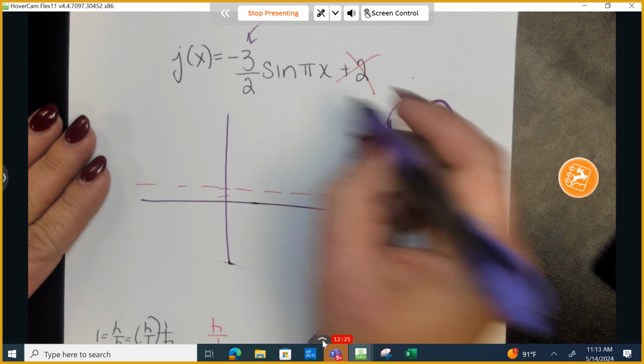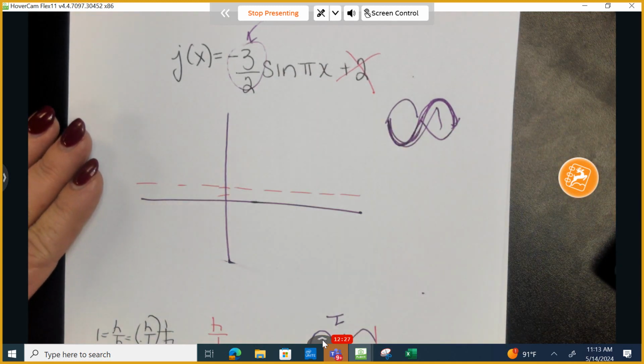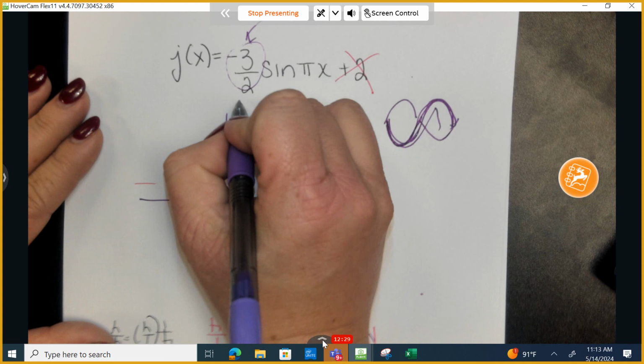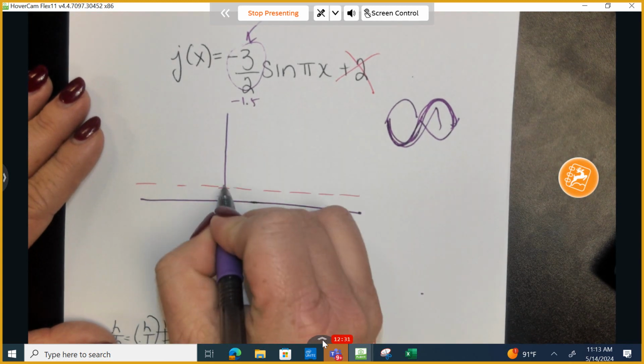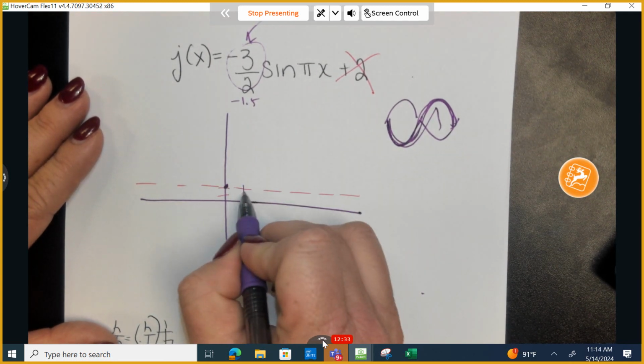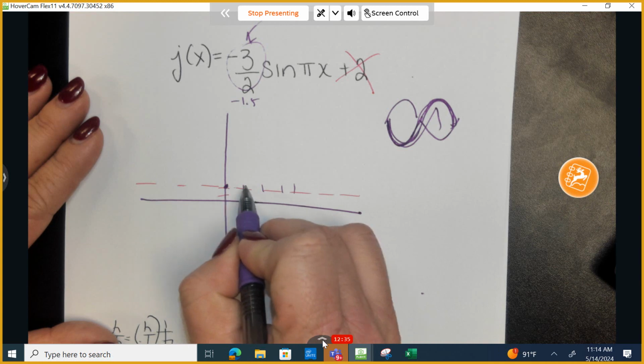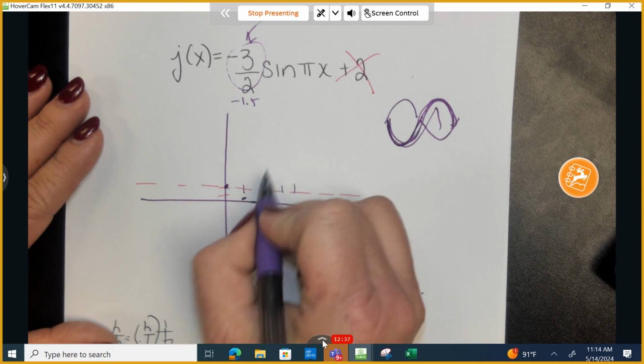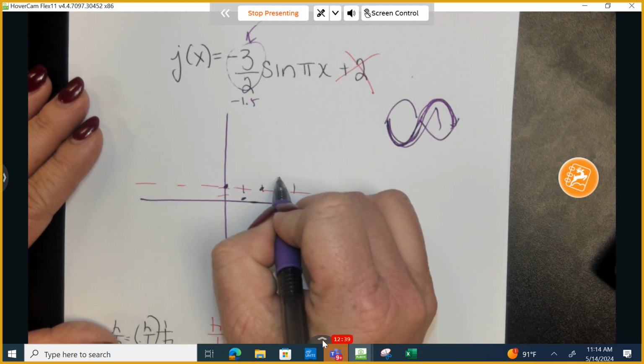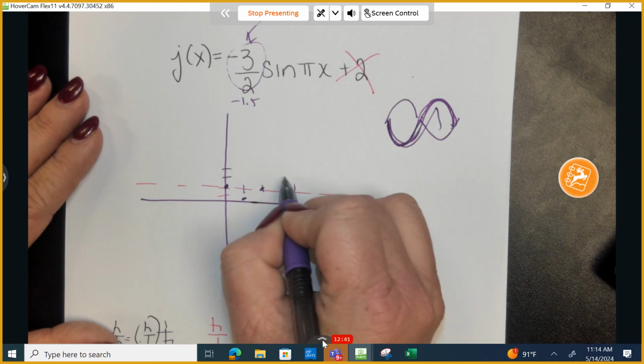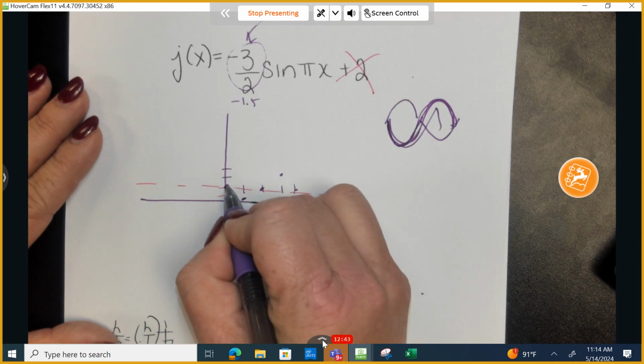Now, how far do we go down? Half of 3 is 1.5. So I'm going to start right here at 2 above, and I have 4 steps. My first step is down 1.5, then back to the midline, then up 1.5, and then back to the midline. So it's looking like this.